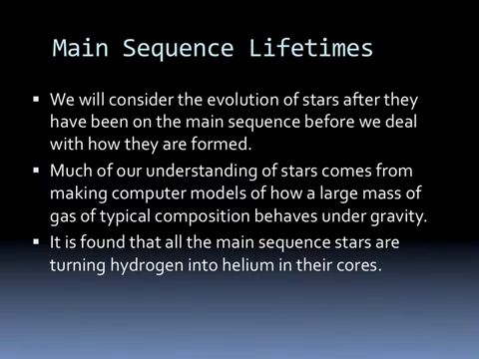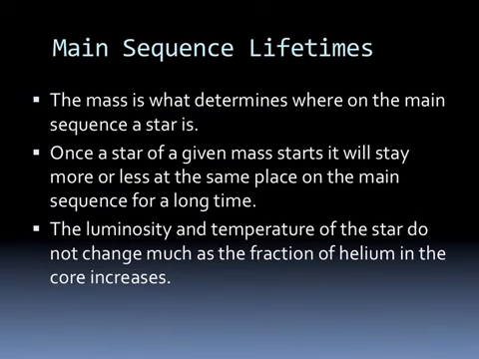So we're going to consider here the evolution of stars after they have been on the main sequence, before we deal with how they're formed. Much of our understanding of stars comes from making computer models of how a large mass of gas of typical composition behaves under gravity. It's found that all the main sequence stars are turning hydrogen into helium in their cores.